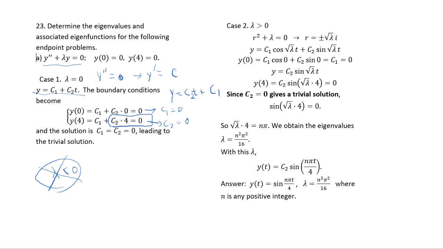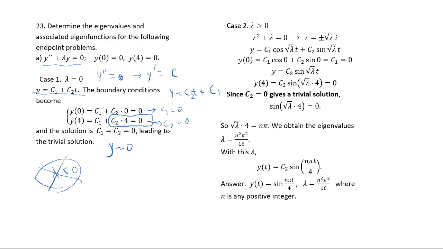And going back, if you plug in 0 and 0 here, you get y equal to 0, which means it's a trivial solution. What's a trivial solution? Trivial solution is when you have y equal to 0. And those are not good. Eigenfunctions are functions that are not trivial.